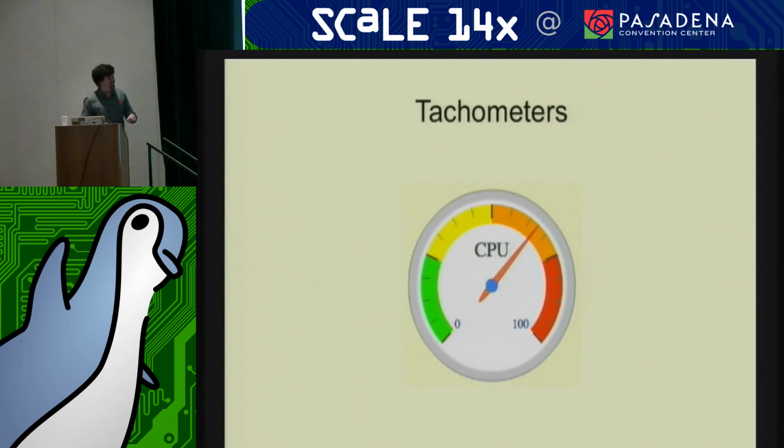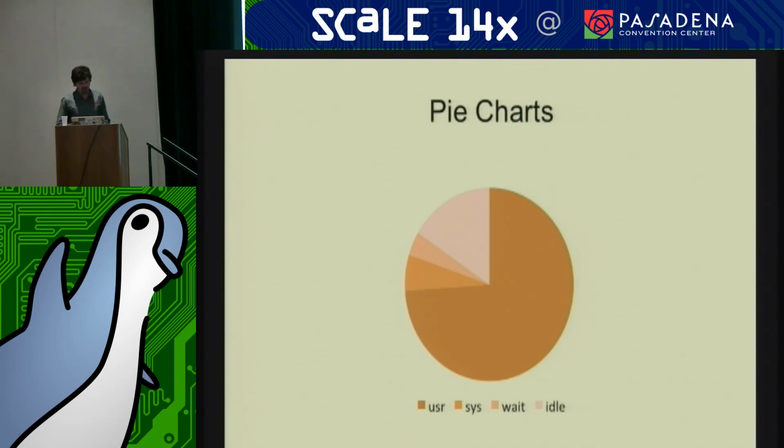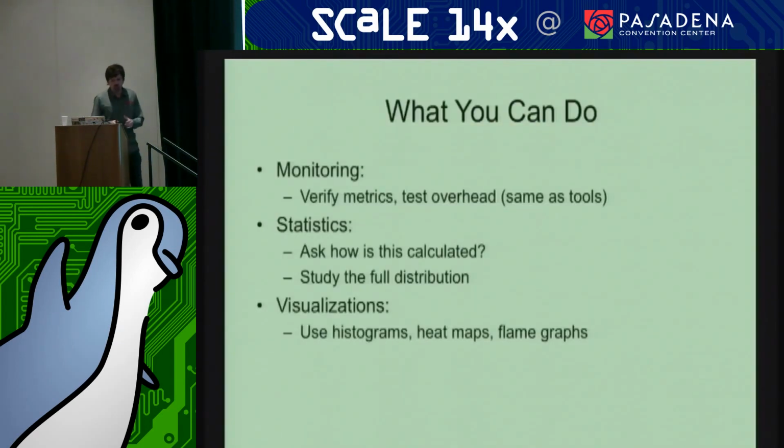I'm not a big fan of tachometers either, and there's at least one Linux monitoring product that likes to use them, especially with arbitrary color highlighting or pie charts for real-time metrics. So what you can do for that section, for monitoring, it's the same as the observability tools. You need to be able to verify metrics and then understand overhead. For statistics, ask, how is this calculated? Is it an average over an interval? What's the calculation? And look at the full distribution. Just looking at it, you might see that you've got multiple modes or the shape of it. And for visualizations, you do want to use histograms and heat maps and flame graphs as they add value.